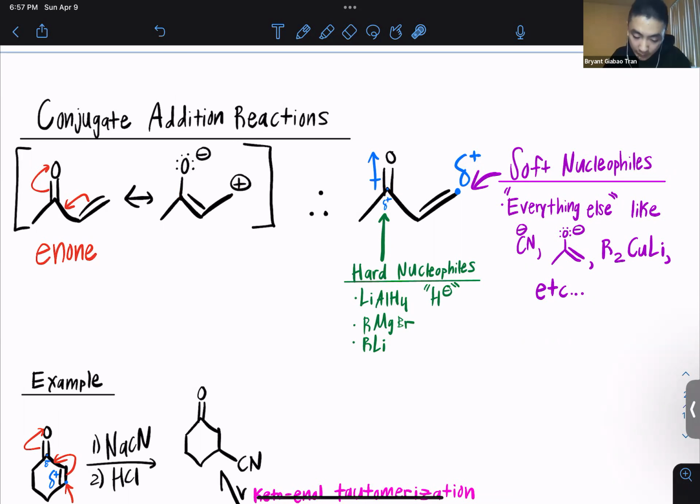That means that in the enone, this carbon here has a larger partial positive charge than the carbonyl carbon because of the resonance structure. We see in the resonance structure that this carbon has a full positive formal charge, where soft nucleophiles like nitriles, enolates, and cuprate ions can attack this carbon with the bigger partial positive charge. But if you are given a hard nucleophile like LiAlH4, Grignard reagents (RMgBr), or RLi, then you are going to attack the carbonyl carbon with the smaller partial positive charge.